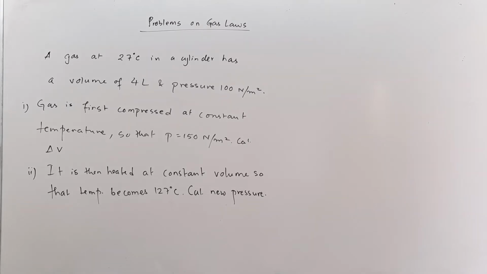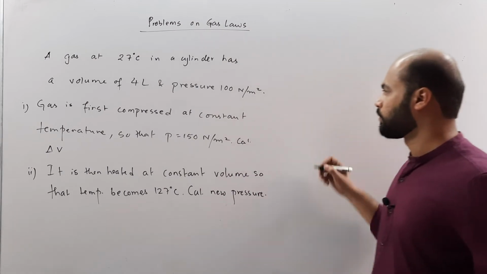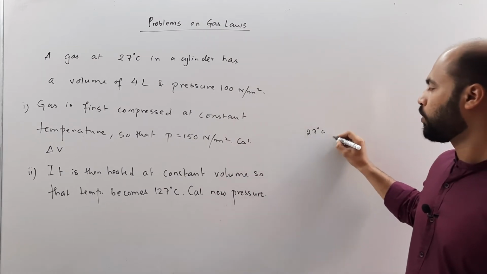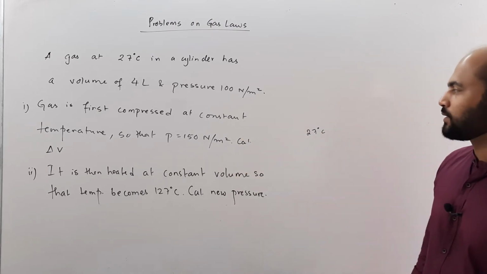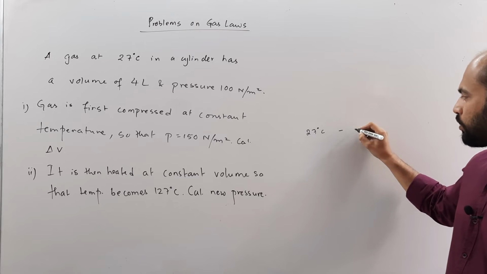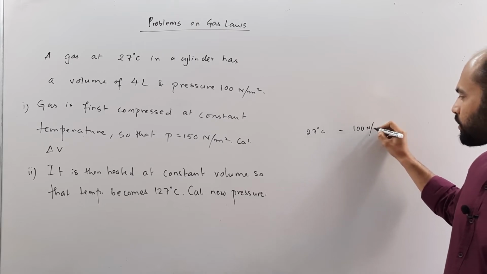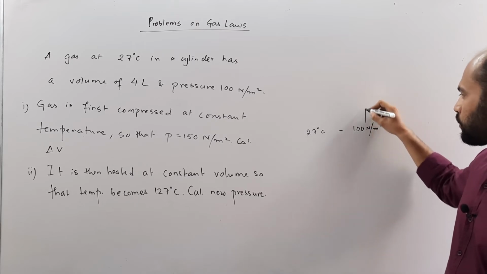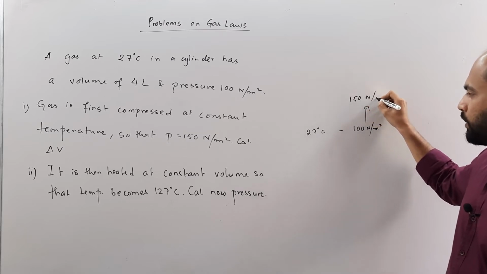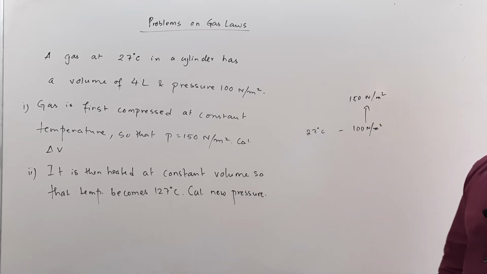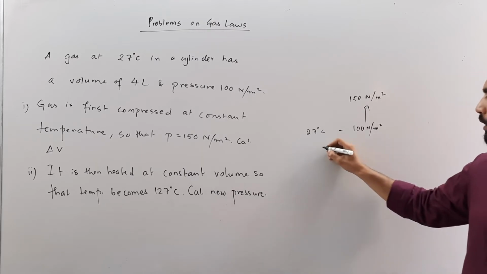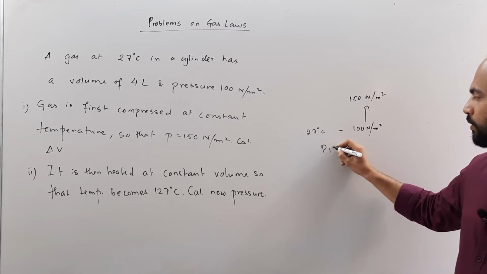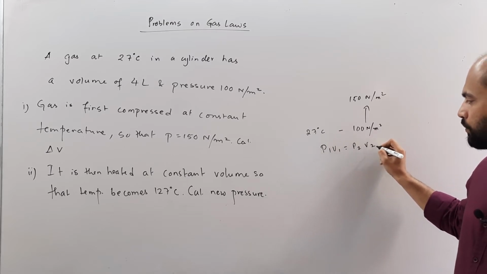So now we have a problem which states that there is a gas at 27 degrees centigrade initially, and from 27 at constant temperature there is a pressure rise. So earlier at this point it was 100 Newton per meter square, and this rises to 150 Newton per meter square. We have to calculate the change in volume. Now if temperature is constant, we are going to use Boyle's law, and if we are using Boyle's law, we will have P1 V1 equals P2 V2.